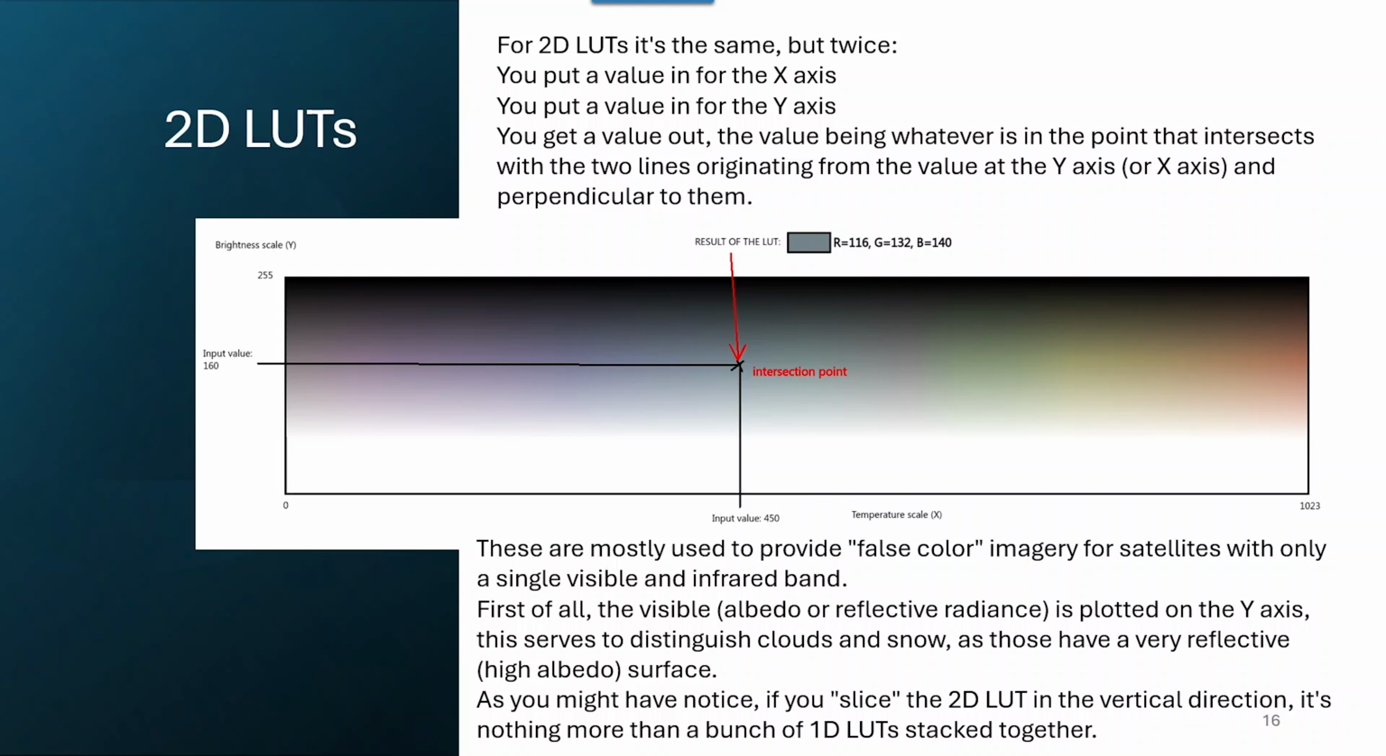First of all, the visible albedo or reflective radiance is plotted on the y-axis. This serves to distinguish clouds and snow, as those have a very reflective, and that's a high albedo surface. As you might have noticed, if you slice the 2D LUT in the vertical direction, it's nothing more than a bunch of 1D LUTs stacked together.